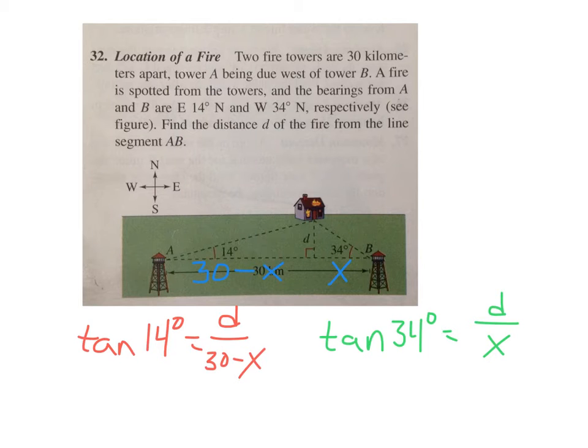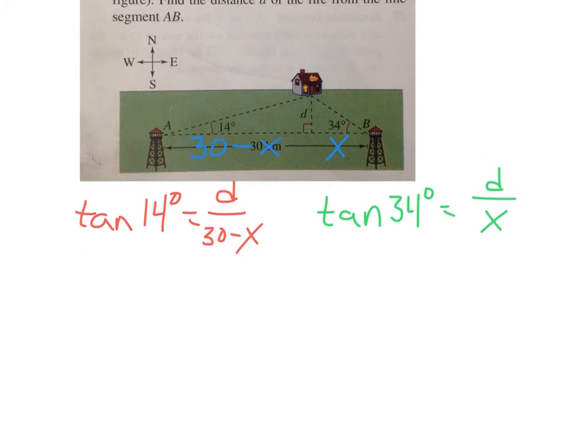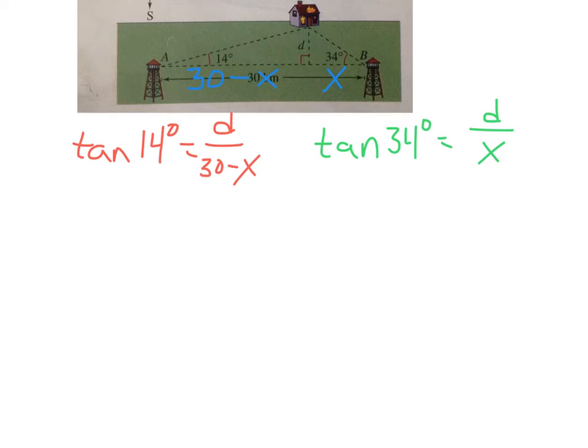I'm just going to multiply by X, and then we have D equals X times the tangent of 34. You're welcome to punch tangent of 34 into your calculator and find out what it is, but I'm going to do all that at the end. What we just did is set this up so we have D. Now we can come over to the other equation and plug D in there.